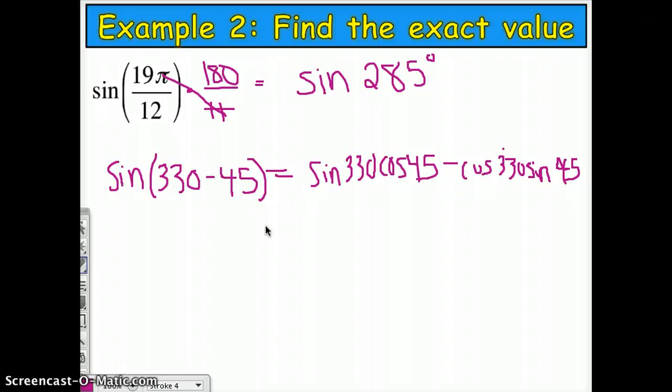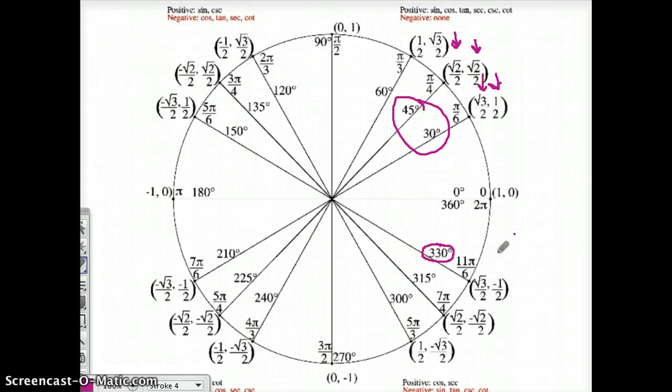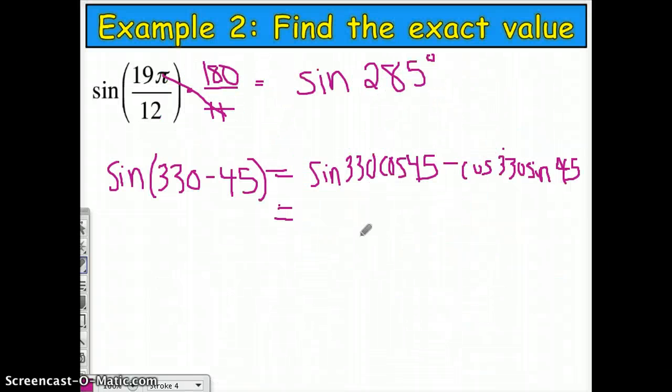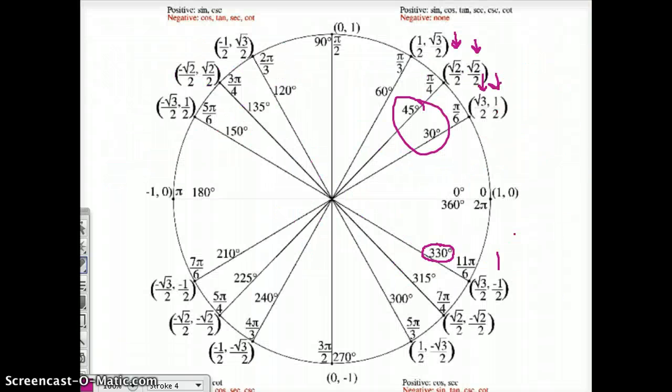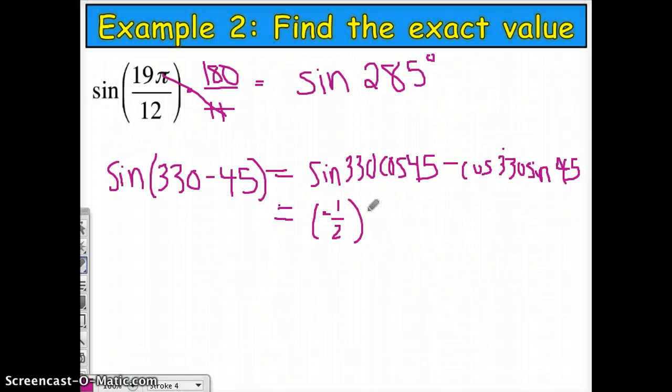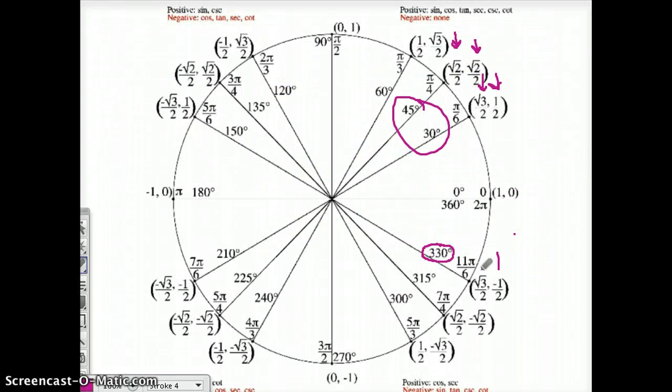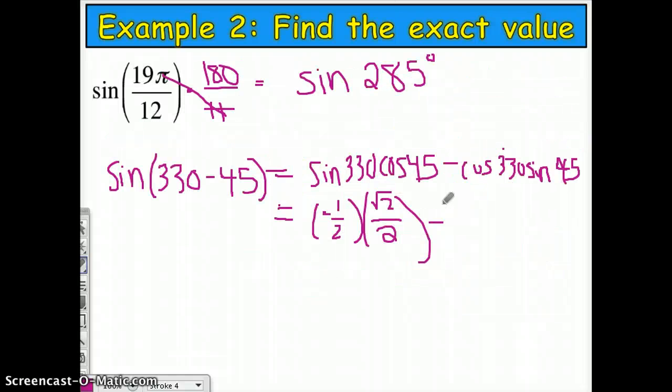Okay, so let's find these trig measures using our unit circle. Sine of 330 is negative 1/2. Cosine of 45 should be root 2 over 2, but we'll double check it. Yep. Minus cosine of 330, root 3 over 2, times sine of 45, root 2 over 2.